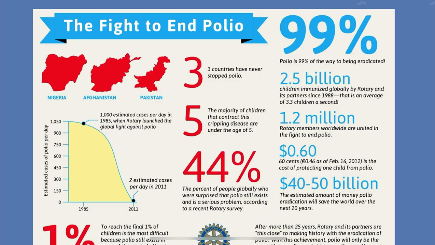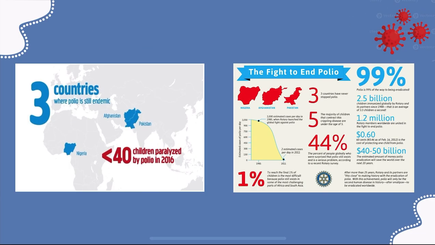Okay, polio is 99% of the way to being eradicated. We know that only 1% of polio exists. 99% is being eradicated. 2.5 billion children are immunized globally by Rotary and its partners. That is an average of 3.3 children a second being immunized. 1.2 million Rotary members worldwide are united to fight to end polio, and 60 cents is the cost of protecting one child from polio, and 40 to 50 billion dollars is the estimated amount of money spent on polio eradication, so that we save the world over the next 20 years. Is it clear?